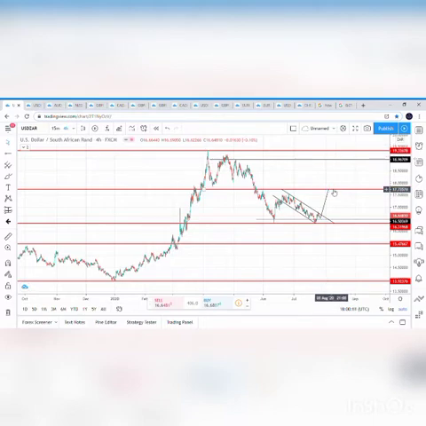The second TP will be after the market breaks out from this place and retests, and then we'll go for the second buy. So we're just waiting for the market to break this major trend line so we can enter for a buy.